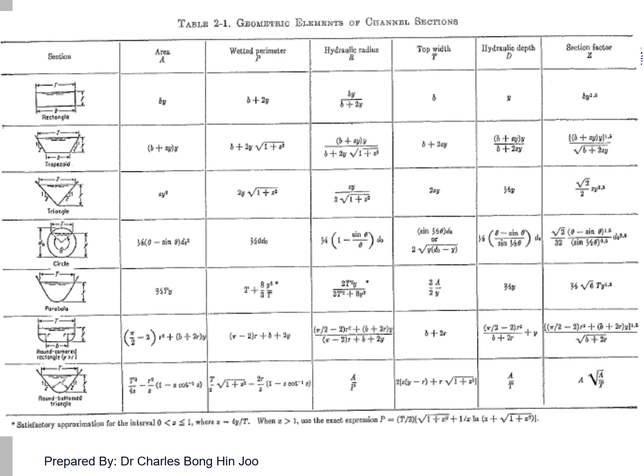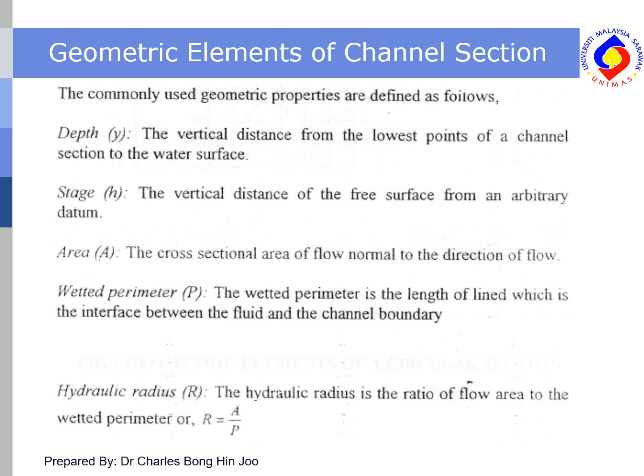This table shows the geometric elements for different types of section shapes. In this table, formulas to calculate the area, wetted perimeter, hydraulic radius, top width, hydraulic depth, and section factors are given. This slide shows the commonly used geometric properties such as depth, stage, area, hydraulic radius, and so on.